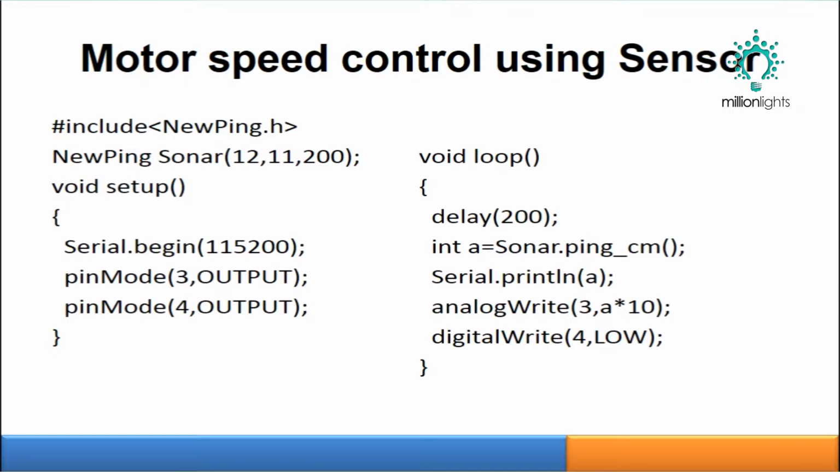Now let's see the code for this experiment. The logic is we are going to measure the distance. The distance is in centimeters, and based on that we are going to control the speed of the motor.